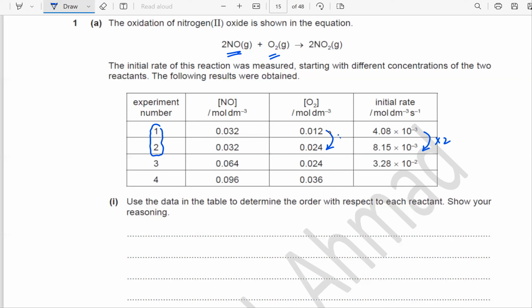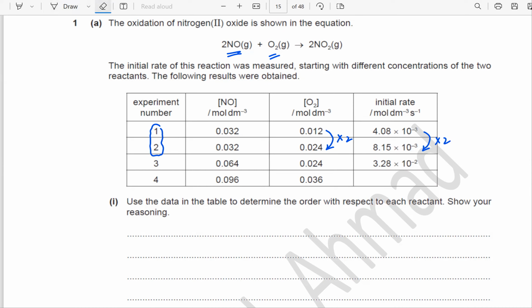तो कौन सा order हुआ? Once. ठीक है, so directly proportional. So that is order 1. ठीक है, so explanation में you'll just write if you compare experiments 1 and 2, O2 concentration doubles, rate doubles. So that means the order is 1. ठीक है, that's about it.